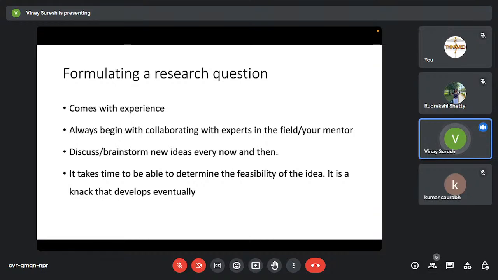You need to discuss, you need to brainstorm new ideas with people every now and then. They will tell you whether it is feasible or not. It takes time to be able to determine the feasibility of an idea, and it's a knack that develops eventually. People who are in the field, who know how research works, know whether a study idea that you have is feasible or not, and it's something that you will eventually develop with time.